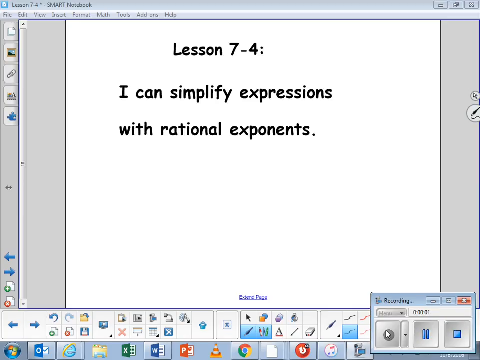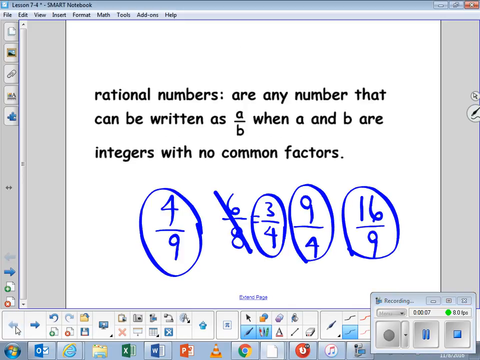Real quick. If you're at home watching this, you're going to have to pause because I'm just going to show you these real fast. You have to know what rational numbers are. Here's a few examples. 6/8 is not rational because it can be reduced.